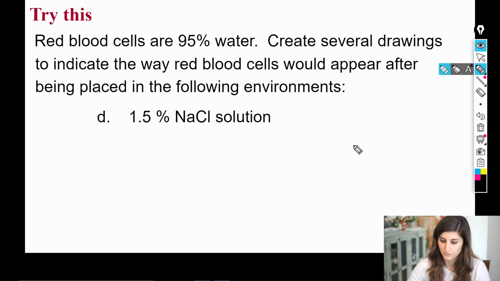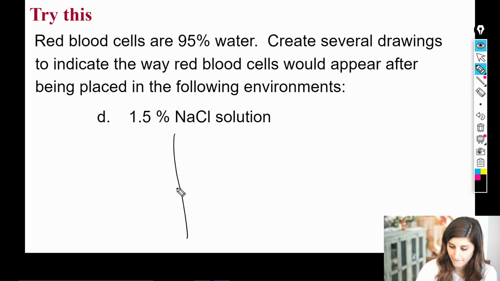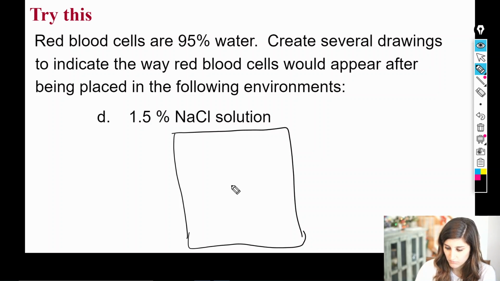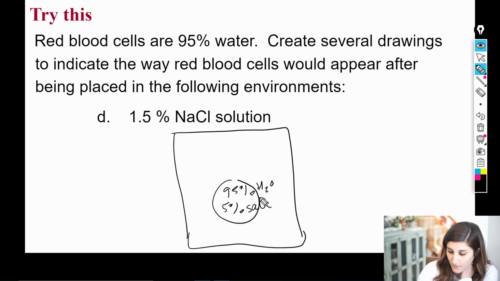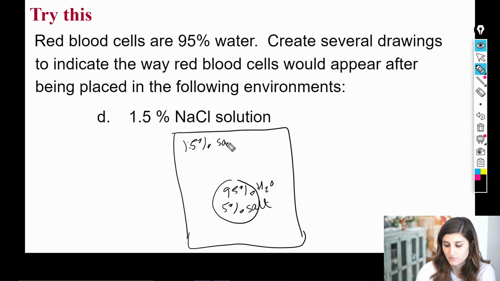All right, last example. I'm focusing on that red blood cell being 95% water. And it's always a good idea to write it out, draw it out, even if you feel like you can do it in your head. Sometimes you lose track of numbers, so it's always a good idea to draw it out. Okay, so now we're looking at a solution where there is 1.5% salt.